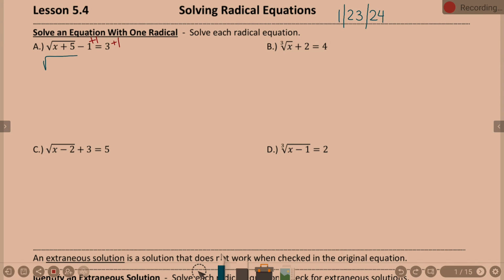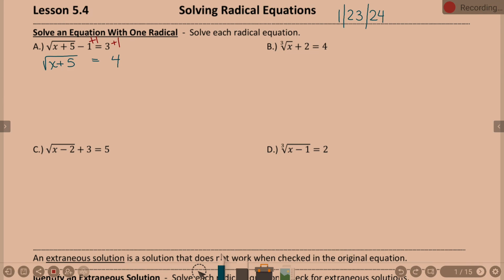So I'm now going to have the square root of x plus 5 minus 1 plus 1 cancels, equals 3 plus 1 is 4. What have we done there by adding the 1 over? We cleaned it up. What did we get by itself? Square root. Okay. So we have that radical by itself, and that's our goal. So the number one goal when you're working with these types of problems is to start by getting the radical by itself. We have the radical by itself.